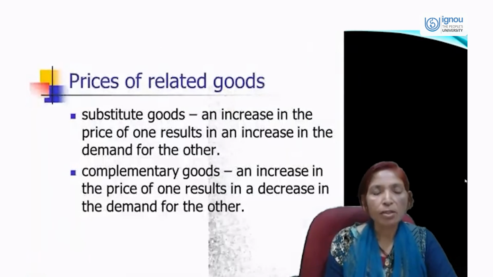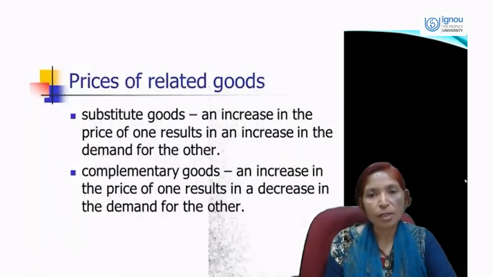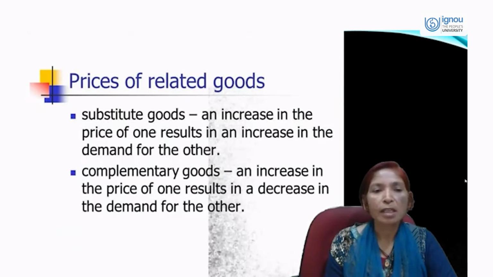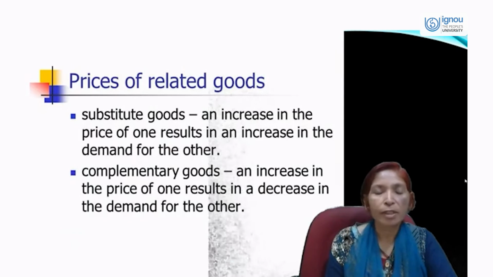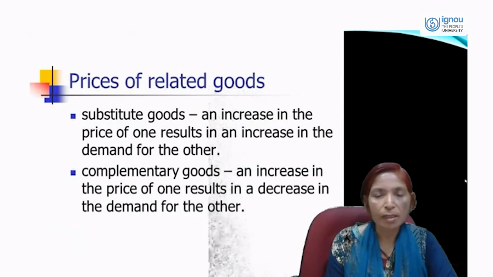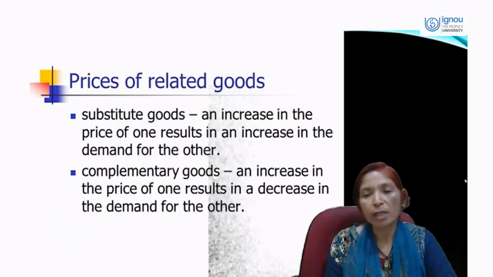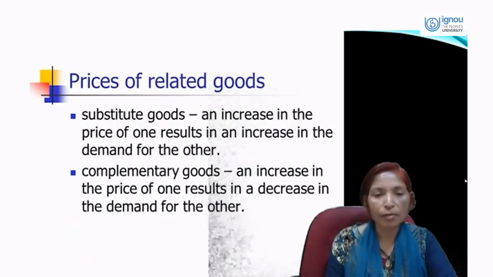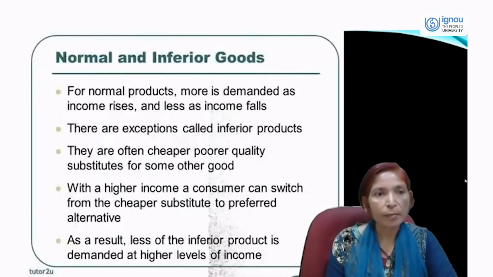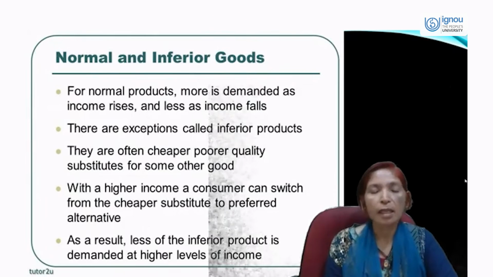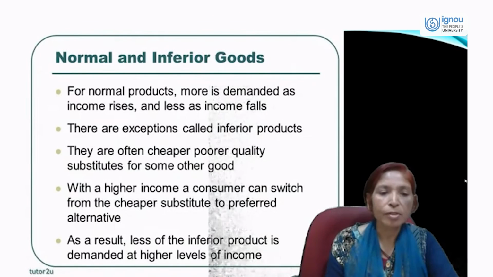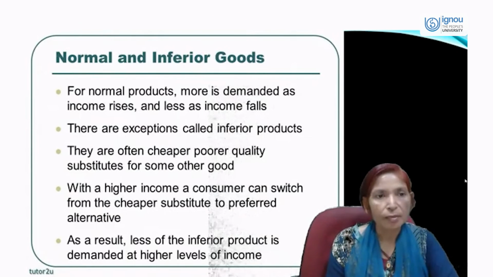Price of related goods: you know that substitute goods are those goods where, if the price of one commodity increases, its substitute's demand will rise, and the demand curve shifts to the right hand side. If there is an increase in price of complementary goods, then the other commodity's demand will decrease. In this case, the demand curve shifts to the left hand side. In case of normal goods, if demand rises due to rise in income, the demand curve shifts to the right hand side. In case of inferior goods, the demand curve shifts to the left hand side.